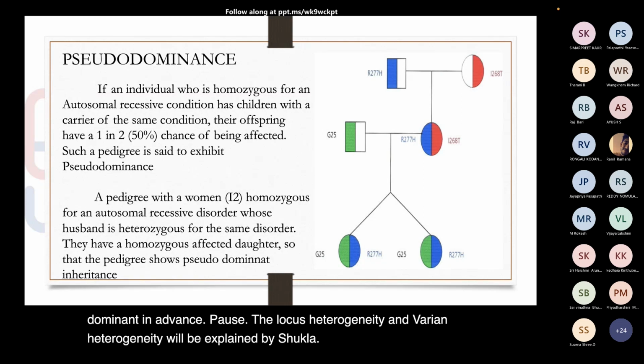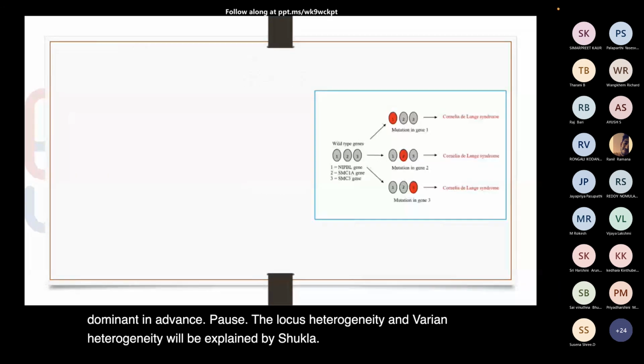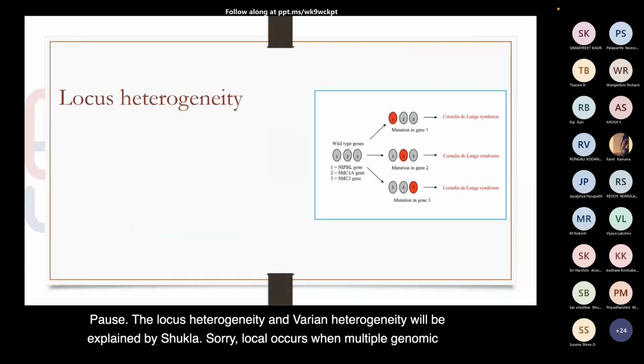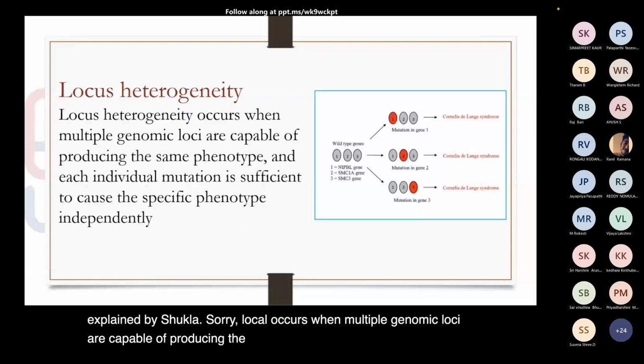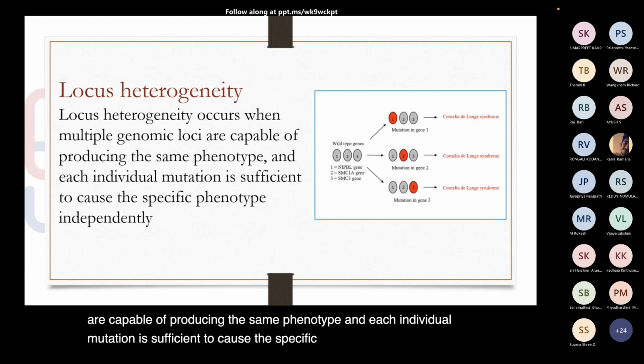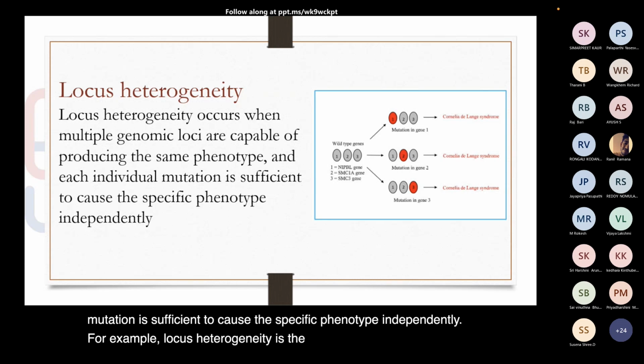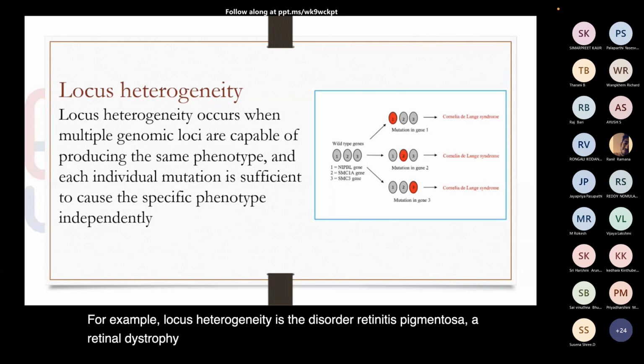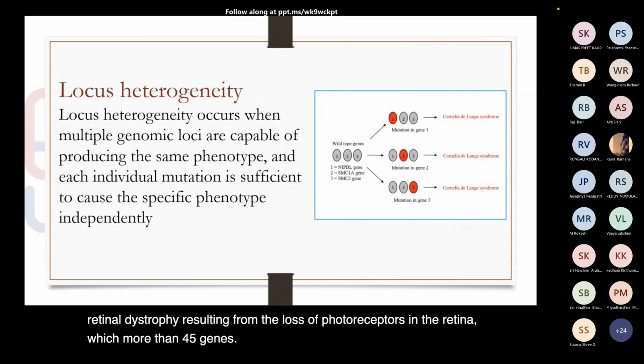Locus heterogeneity occurs when multiple genomic loci are capable of producing the same phenotype, and each individual mutation is sufficient to cause the specific phenotype independently. For example, locus heterogeneity is seen in the disorder retinitis pigmentosa, a retinal dystrophy resulting from the loss of photoreceptors in the retina, for which more than 45 genes have been identified.